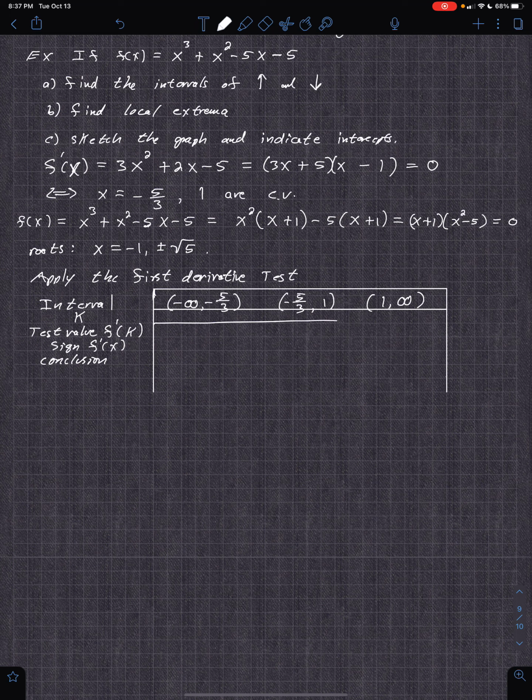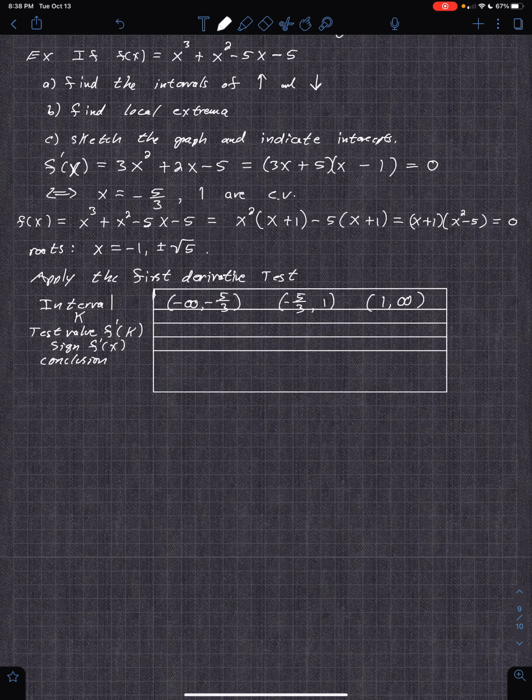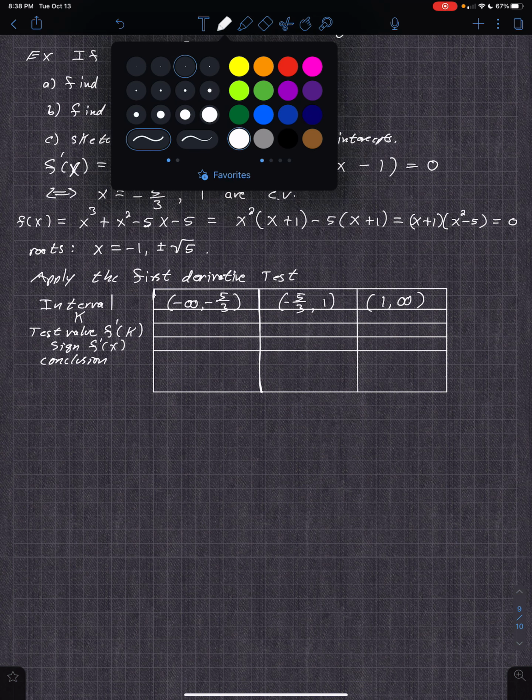And you don't have to do this chart, or even draw the lines, but I want to make it look as nice as possible this time. Okay, and then we pick test values inside those intervals.